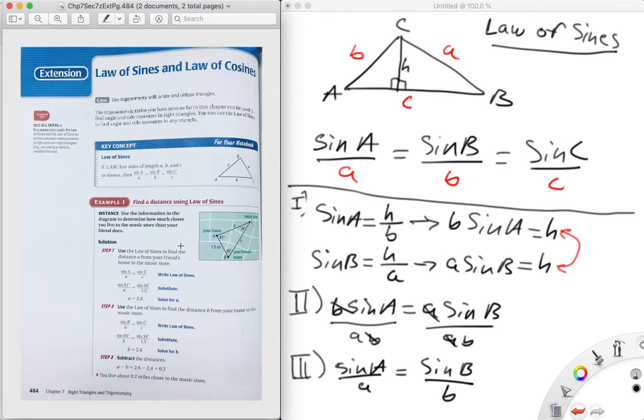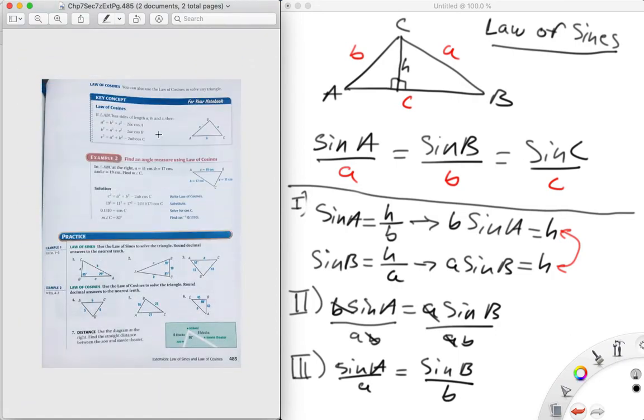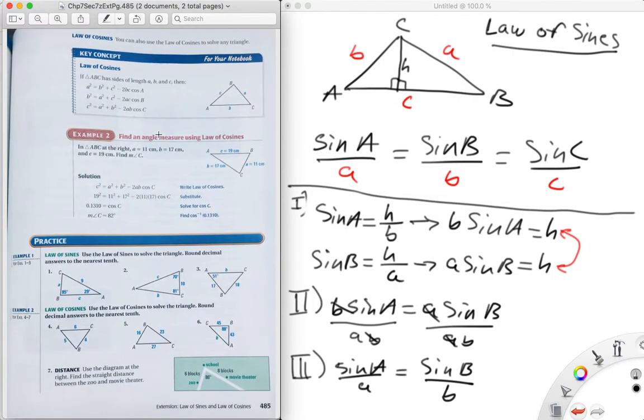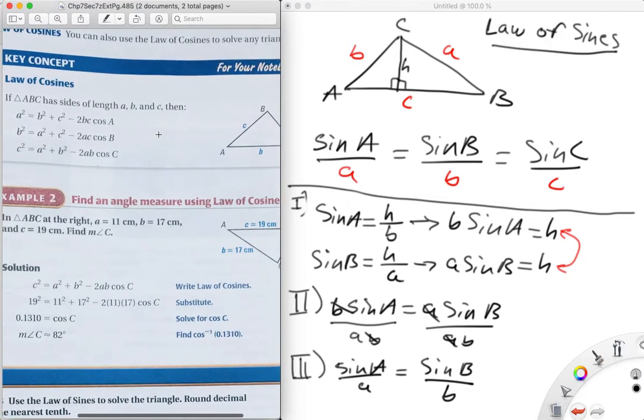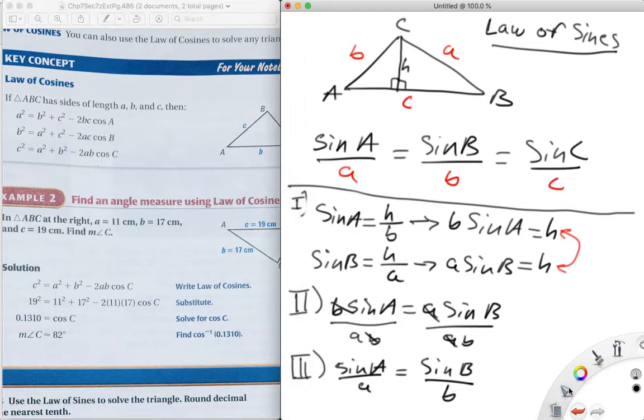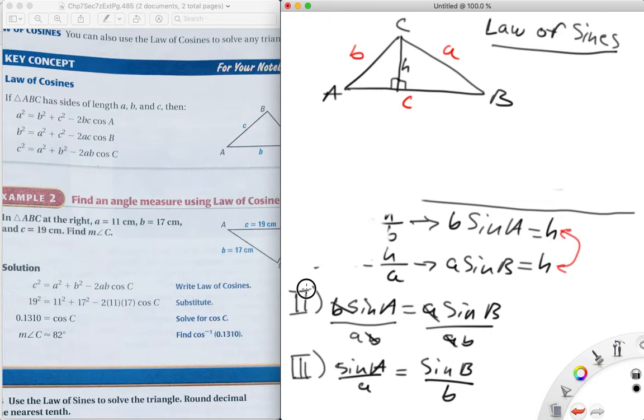We'll use those in a second. The other concept is solving by using the law of cosines. The law of cosines is a little bit more intricate. The proof is a little bit more intricate as well.